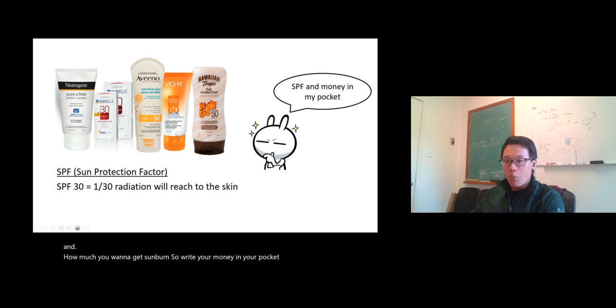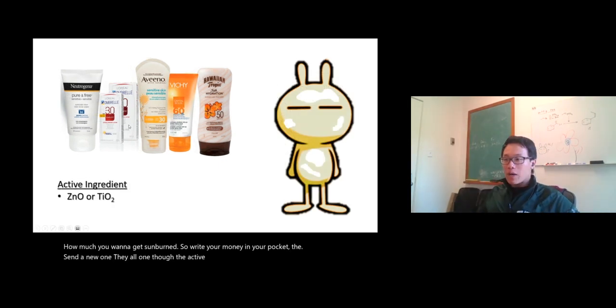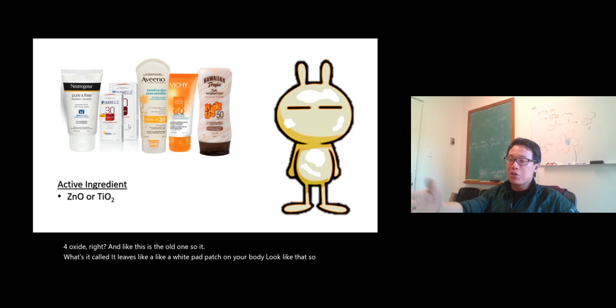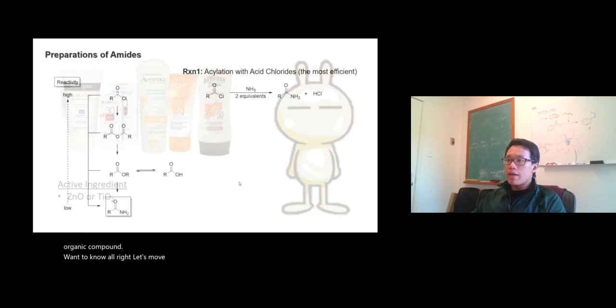These are the new ones. The old ones, though, the active ingredients are zinc oxide or titanium(IV) oxide. This is the old one. It leaves a white patch on your body, like that. So this looks kind of weird, but the new ones don't do this anymore. So we use all organic compounds. Okay, fun to know. All right, let's move on to one more, amides.